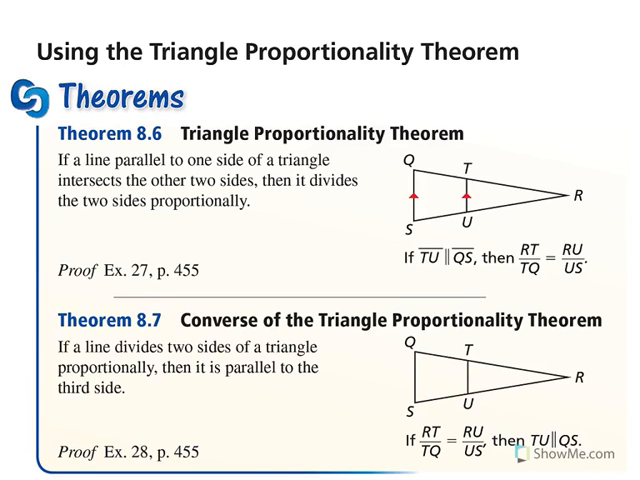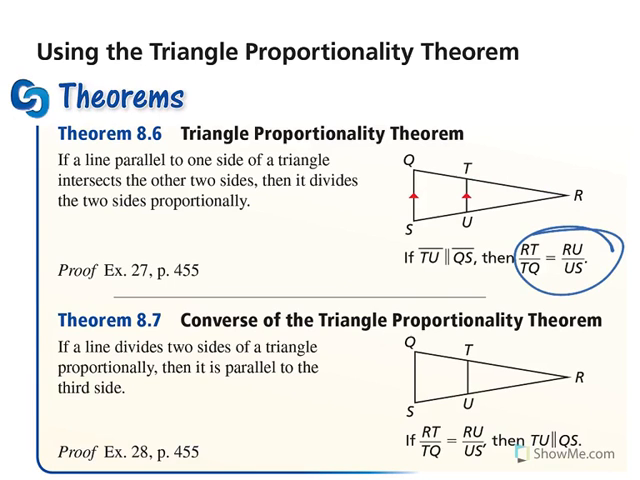So if you look at the statement down here at the bottom, it's showing that we have RT is proportional with the other section, QT, and RU is proportional with the other section, US. Instead of us having to do the smaller side versus the long side, we can just do that one proportion.